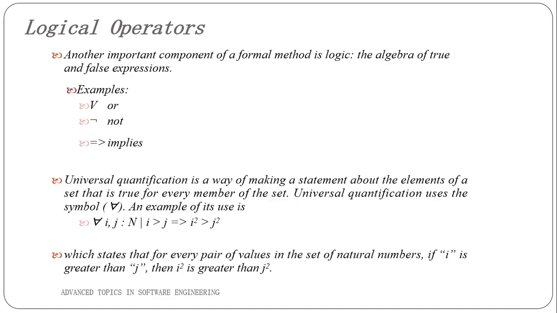And in this particular case, we deal with the operator for all, that is called universal quantification. Universal quantification is a way of making a statement about the elements of the set that is true for every member of the set. Universal quantification uses the symbol for all. An example of its use is that for all i, j that belongs to the set of natural numbers such that i is greater than j, this implies that i square is also greater than j square.